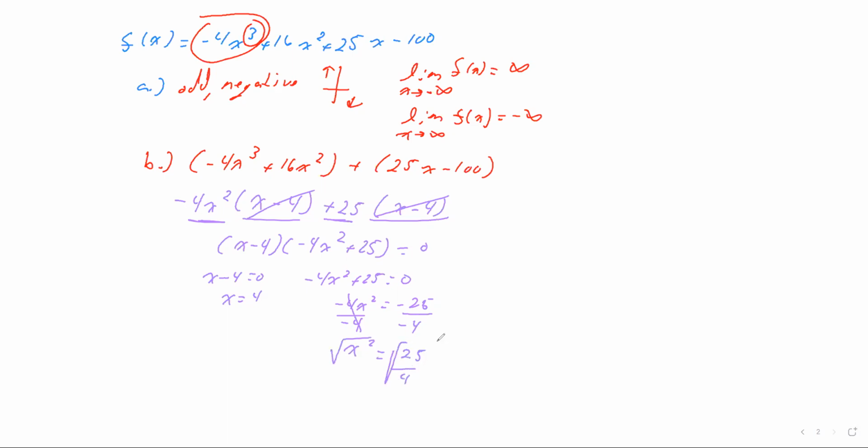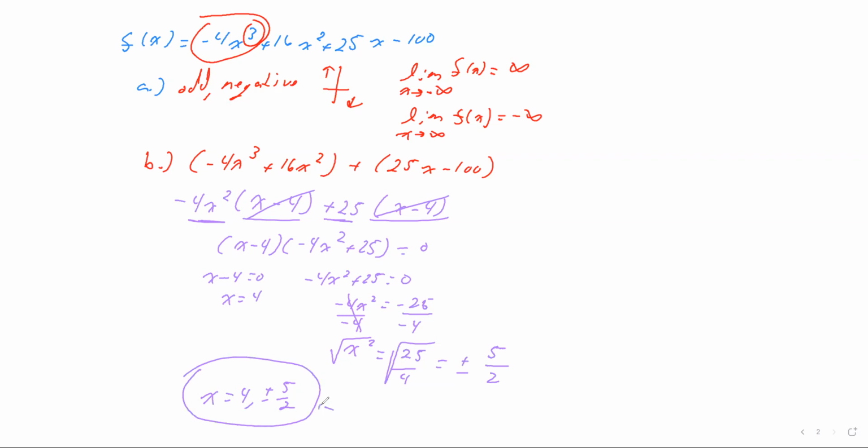Then I would take the square root. Don't forget the plus or minus. So this ends up being plus or minus, and then you can split this up. The square root of 25 is just 5, and the square root of 4 is 2. So I actually get plus or minus 5/2. So as your end result, I can just say x equals 4, comma, plus or minus 5/2. I don't care if it's in order. I don't care if you write plus and minus or positive 5/2 and negative 5/2. I'm good here.